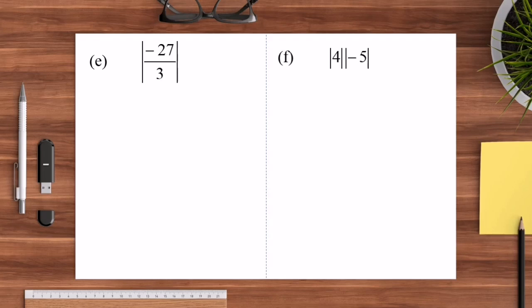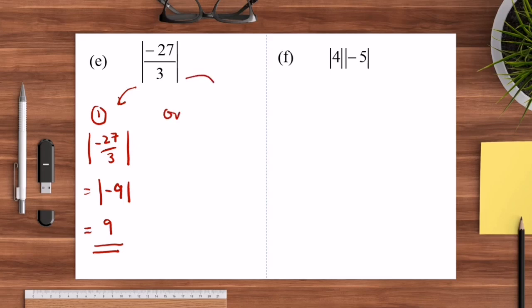For question E, absolute value negative 27 over 3. There are two alternatives to evaluate absolute value negative 27 over 3. The first alternative, we simplify, we divide negative 27 by 3, and we get negative 9. Then, we get absolute value of negative 9. And then, absolute value of negative 9 is equal to 9. Then we get absolute value negative 27 over 3 is equal to 9. That is the first way.